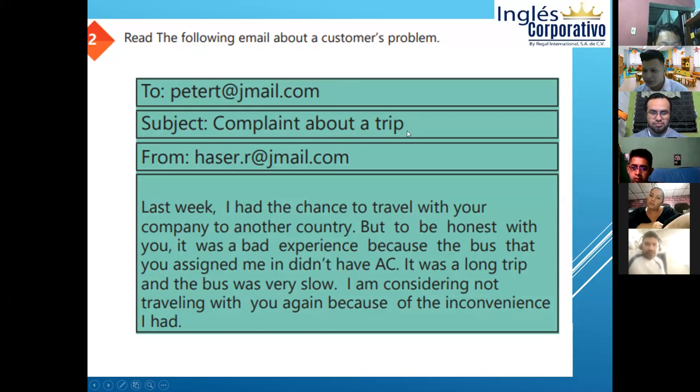Complaint about a trip. What is complaint? Queja. Una queja, yeah, about a trip. Un viaje. Cool, really good. Ese viaje tuvo un pequeño problema, así que vamos a ver what was the problem, right? Okay, but right now we're gonna try to read this complaint about the trip. But before reading this, I'm gonna tell you the right pronunciation of some words, right?